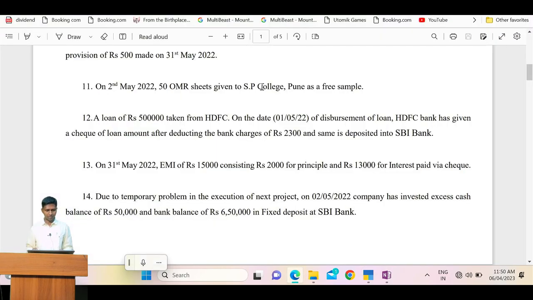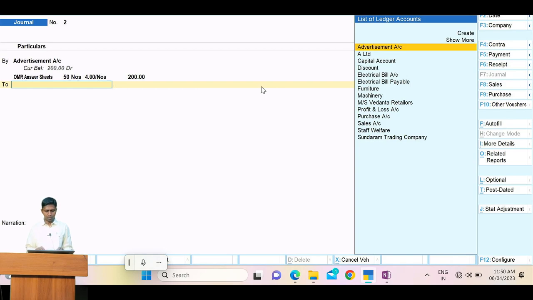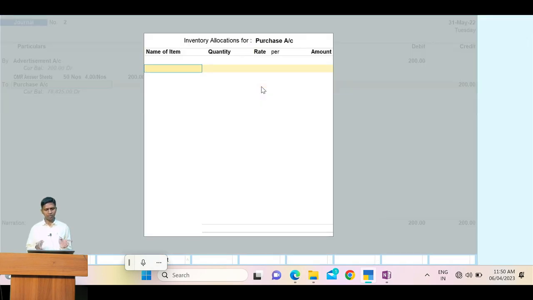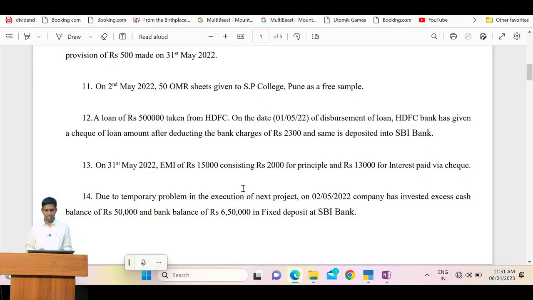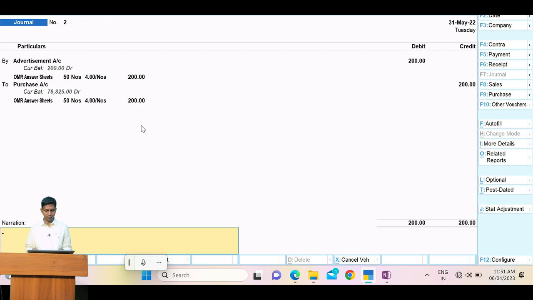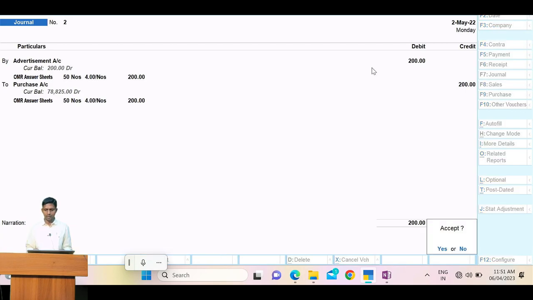And then after that, advertisement debit to what? I said purchase, therefore no need. If you want to create, you can create a goods distributed as free sample account in sales, or in direct income category. No, in sales only create, sorry. OMR sheets, quantity 50, rate that Tally gives. Goods distributed as free sample, being goods distributed as free sample. You please write. I am not writing. On date, we forgot. 2nd May. And then after that, accept.